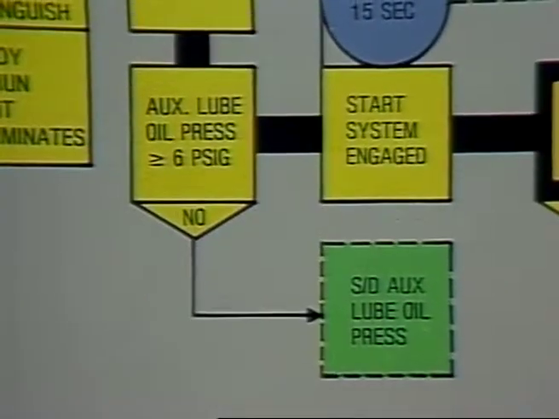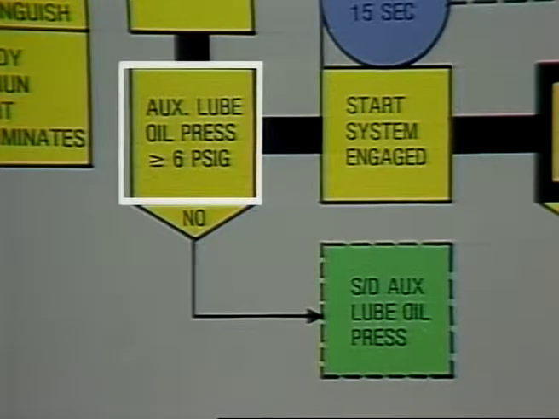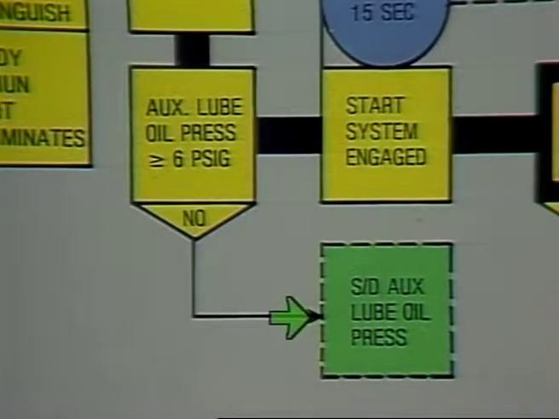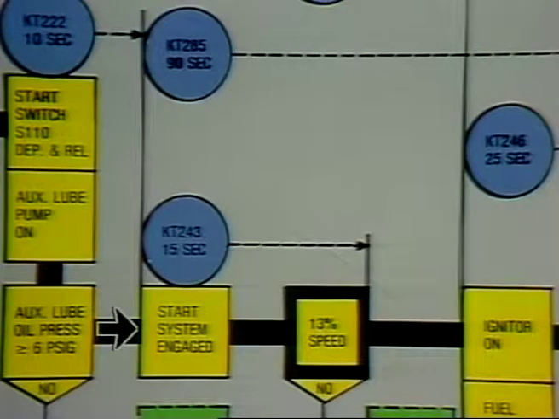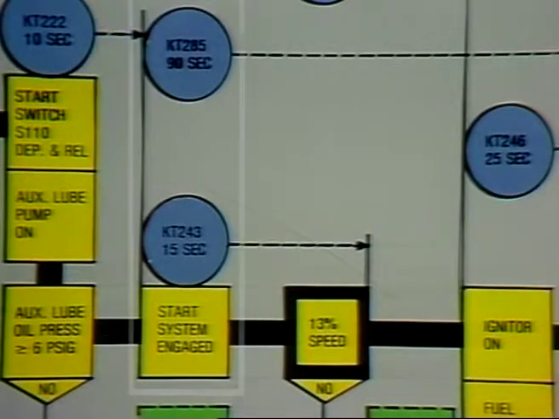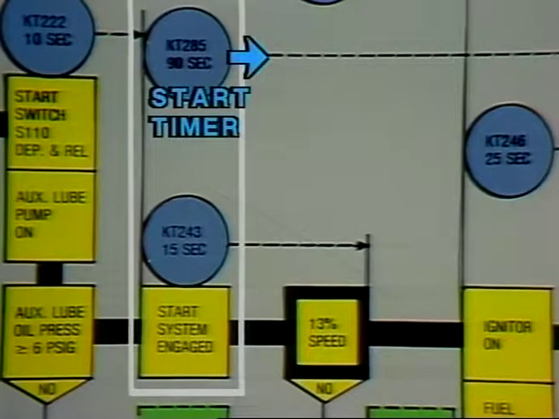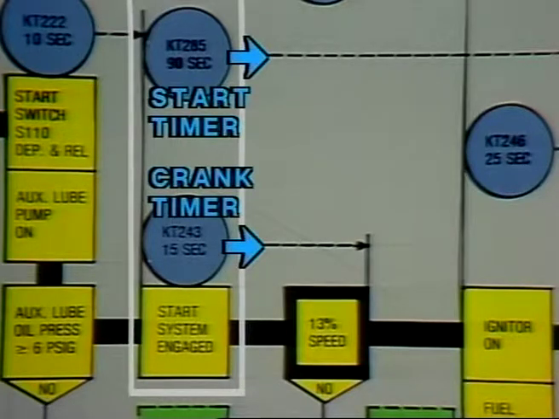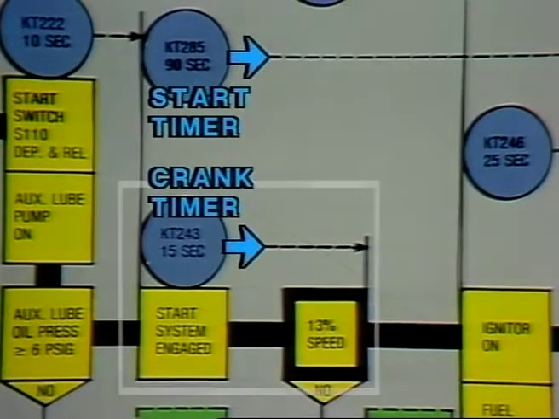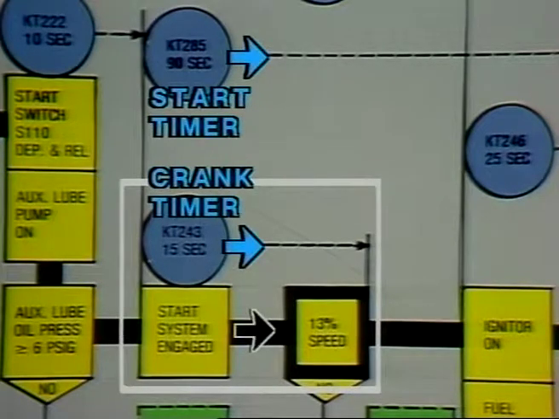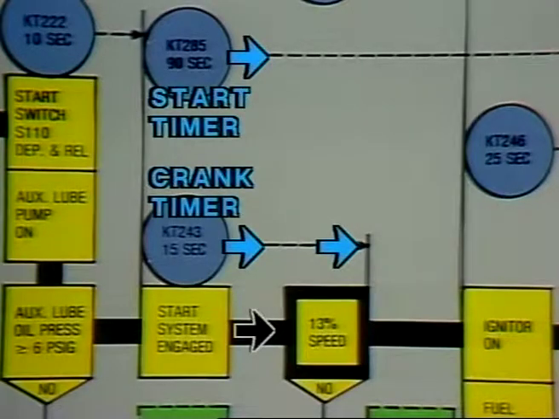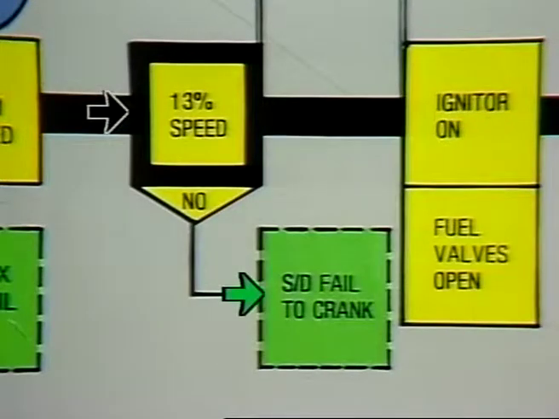During the next 10 seconds, pre-lube pressure must reach at least 6 psi or an auxiliary lube oil shutdown will occur. If 6 psi is achieved, the starter will turn on as a result of the pre-lube timer timing out. At the same time, two other timers are activated, KT285, the 90-second start timer, and KT243, the 15-second crank timer. As the starter accelerates the engine, 13% speed must be achieved prior to KT243 timing out in 15 seconds, or a failed to crank shutdown will result.